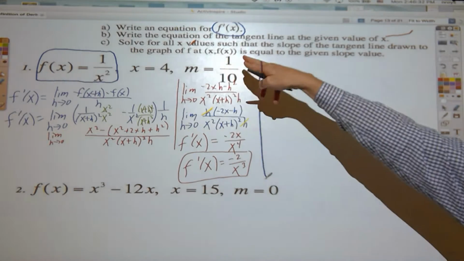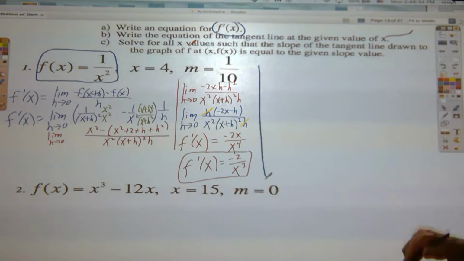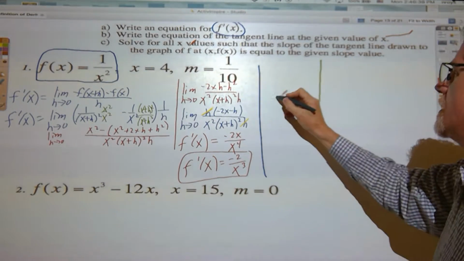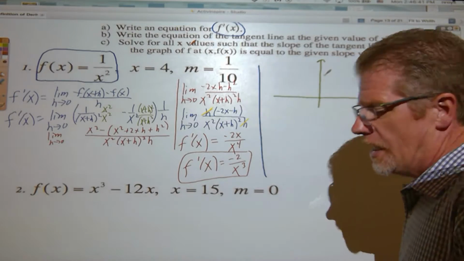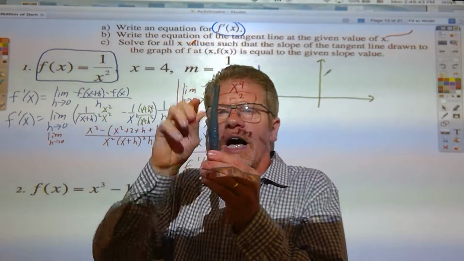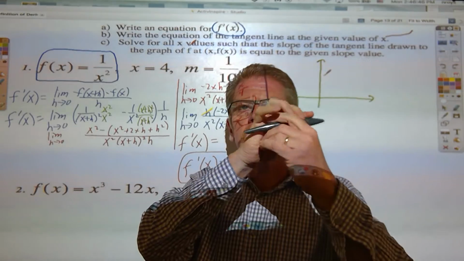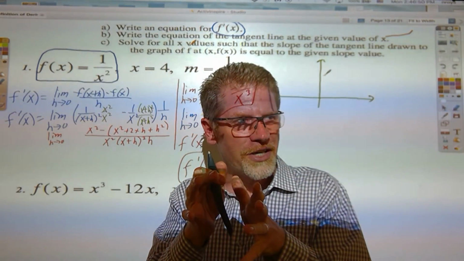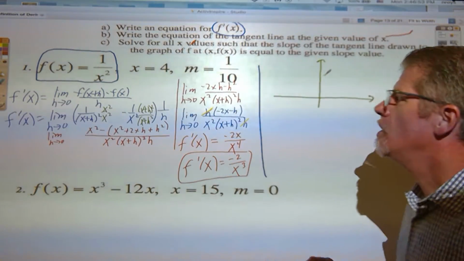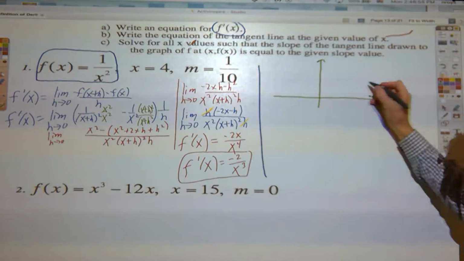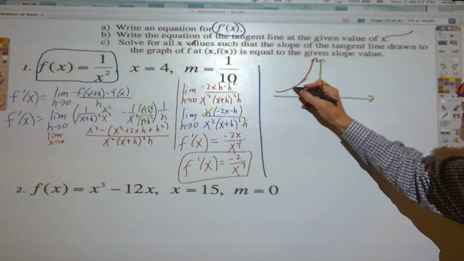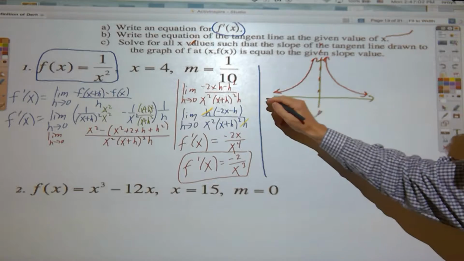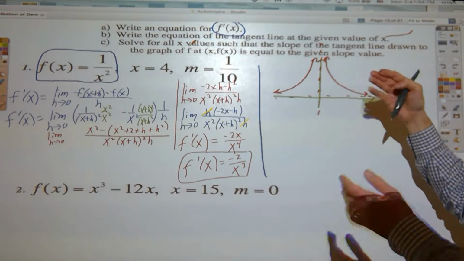We're good? Okay, part B says write the equation of the tangent line at the given value of x. By the way, it's often a good idea to eyeball the answer, just like at the beginning of the school year when we had a clock, a disc rotating around a clock. It's a good idea to get a visual on the problem so that you know what to expect. 1 over x squared, by the way, is a graph that has a vertical asymptote at x equals 0 and a horizontal asymptote of y equals 0. That is the graph of 1 over x squared.